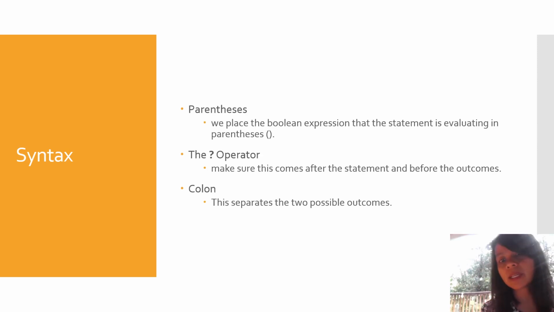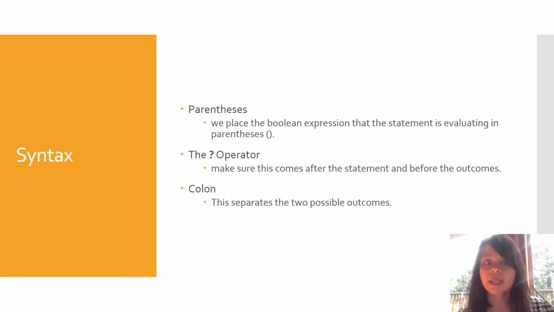So the syntax. We place the Boolean expression that the statement is evaluating in the parentheses. Most often we put the Boolean expression in the parentheses; we're used to that by now. And then the question mark operator. Make sure this comes after the statement, so after the parentheses and before the outcomes. And the colon is what separates the two possible outcomes, outcome 1 and outcome 2. Outcome 1 is when it's true. Outcome 2 is when it's not true. Those two outcomes are separated by the colon.